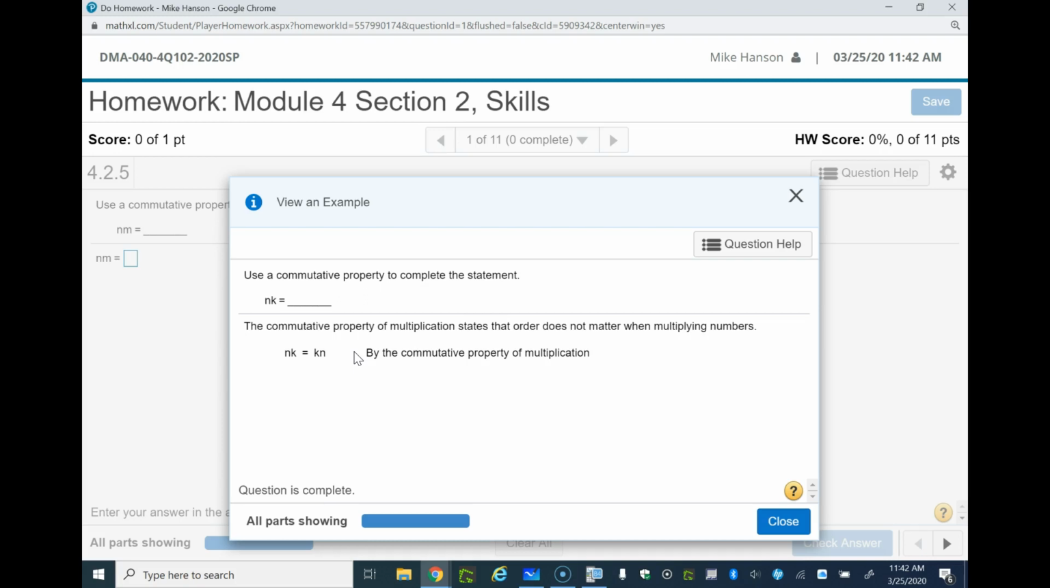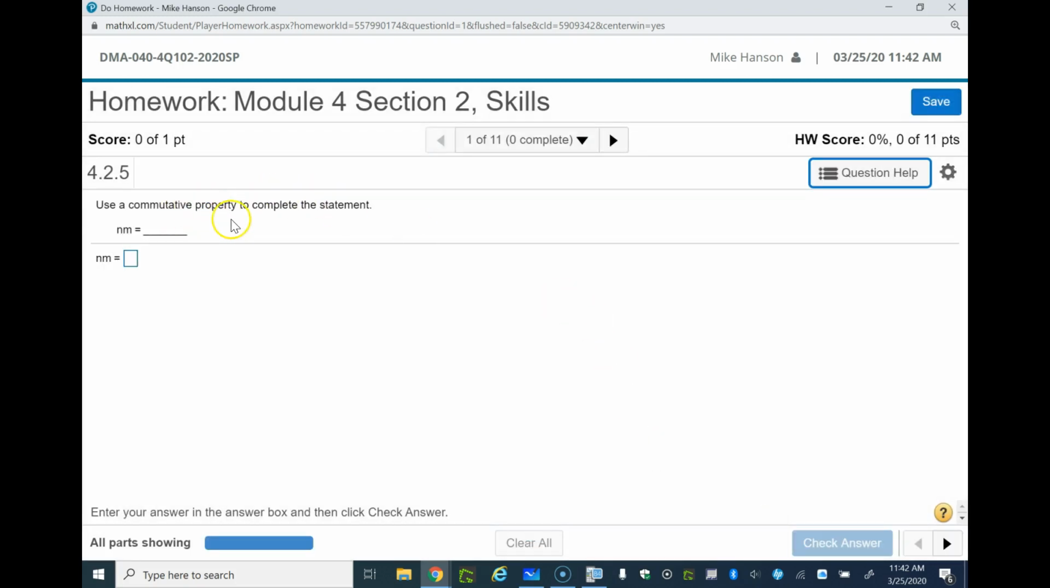When you switch them, the answer will still be the same. So that's a one-word definition for commutative. It's just pretty much where all we're doing is switching.